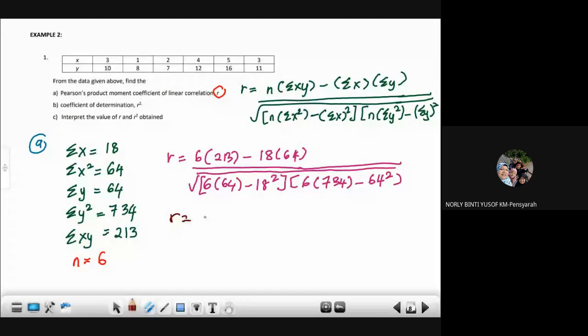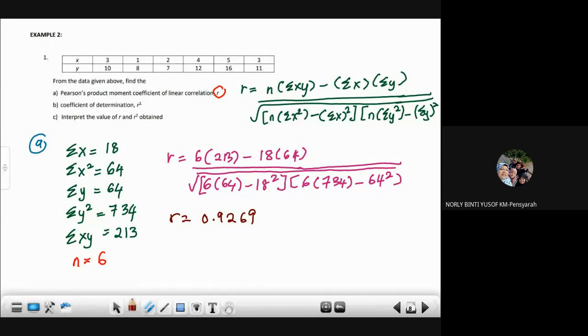R is equals to 0.9269. Okay, in 4 decimal places lah. Unless kalau soalan tu nak dalam 3 significant figure, follow. Kalau soalan tu senyap, biasakan bagi dalam 4 decimal places. Sebab nombor depan tu kecil kan. 0 to 1 means negative ke positif. So give in 4 decimal places. Okay, so dapatlah nilai R tu.